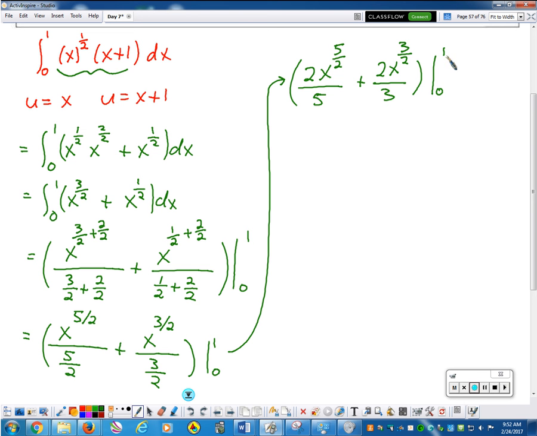One's pretty easy too, though, because what's 1 to any power? 1. So really, all you have is 2/5 plus 2/3. Now you have to do some fractional addition.